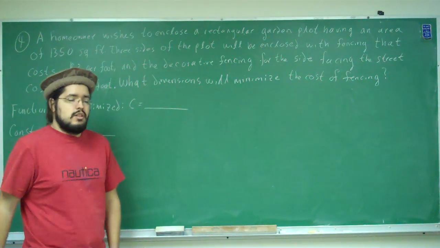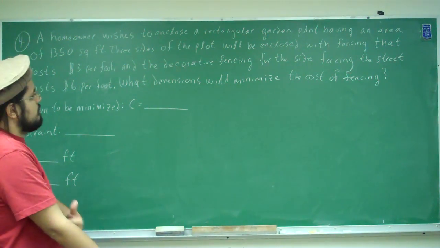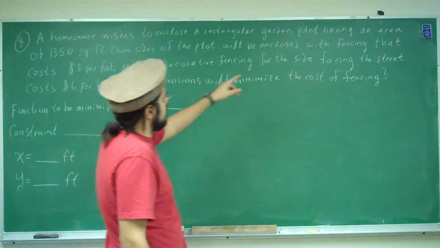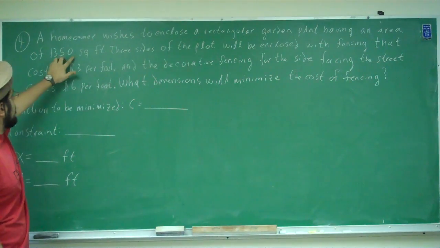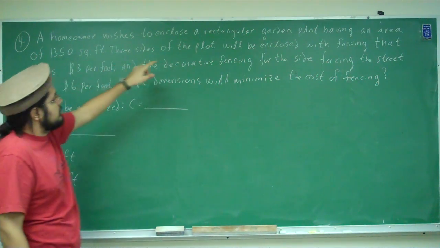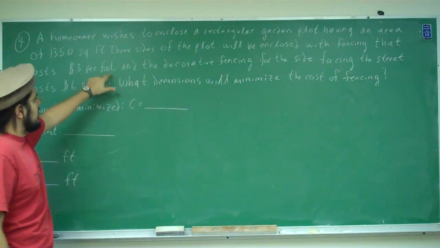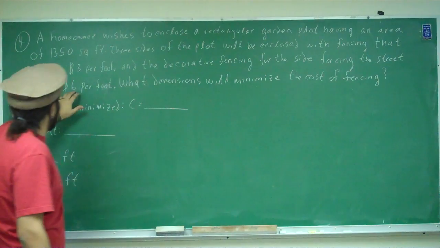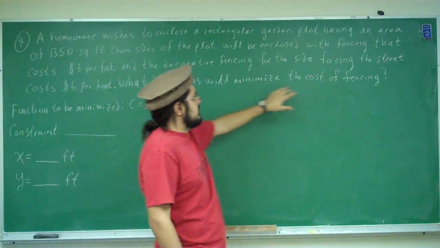Alright, so this is the last problem, problem number 4 from the second part of the exam. And this one is a word problem, and it reads: a homeowner wishes to enclose a rectangular garden plot having an area of 1,350 square feet. Three sides of the plot will be enclosed with fencing that costs $3 per foot, and the decorative fencing for the side facing the street costs $6 per foot. What dimensions will minimize the cost of fencing?